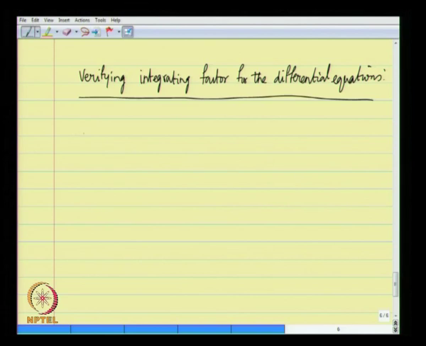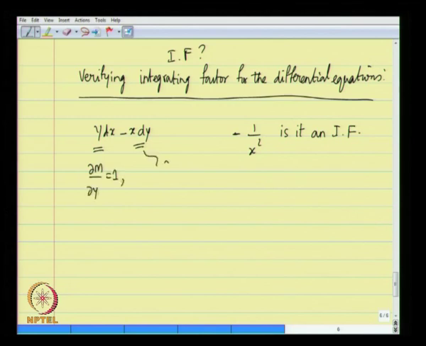Question given is y dx minus x dy, and the factor minus 1 by x square. Is it an integrating factor? Okay. You can see that if this is m dx and n dy, dou m by dou y is 1, dou n by dou x is minus 1, and therefore they are not equal to each other, so this is not an exact equation.